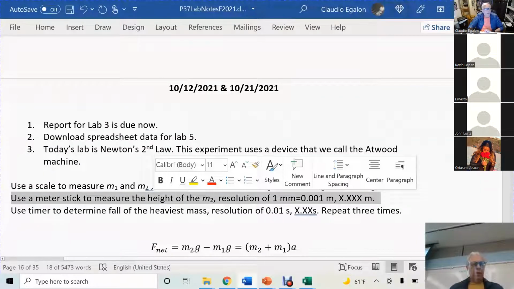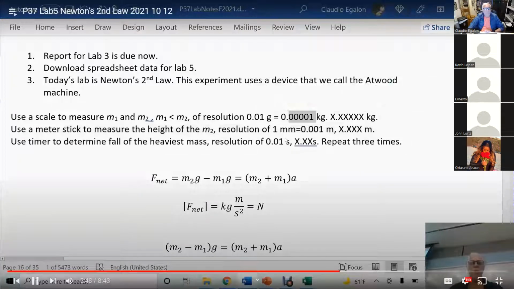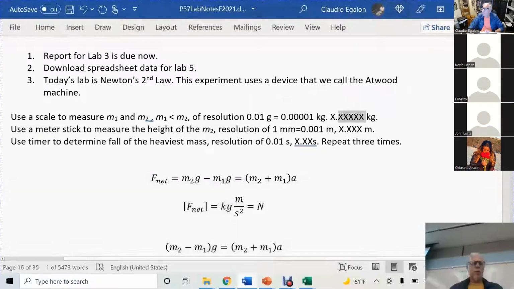So you already saw the notes, right? Here's the theory behind the experiment. You're going to measure mass 1 and mass 2 with the same scale that you used before, which has a resolution of 100th of a gram. When you change it to kilograms, you get this small number. And don't forget the significant figures there. You're going to use a meter stick to measure the height of mass M2 with a resolution of 1 millimeter or 1,000th of a meter.